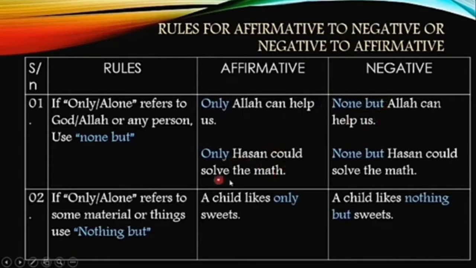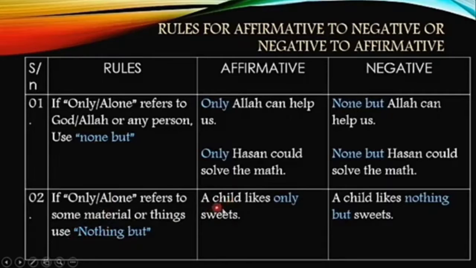Only Hassan could solve the math. None but Hassan could solve the math. The second rule says if only or alone refers to some material or things, we have to use nothing but. What's the difference? Here we had none but, here we have nothing but.